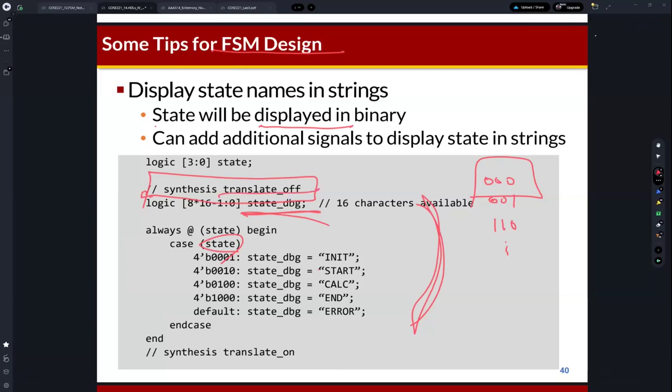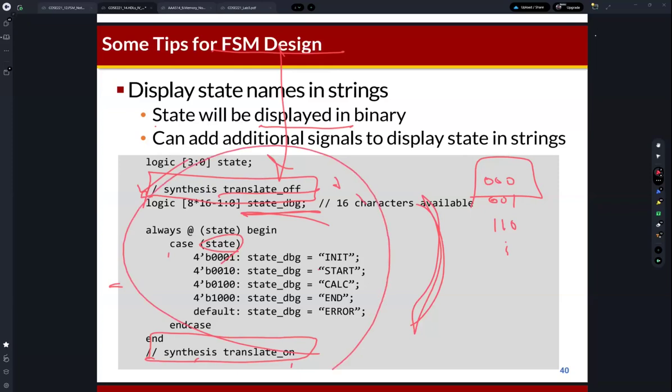As you can estimate, at this point translation is turned off for synthesis. The synthesis tool reads the SystemVerilog code, and at this point the synthesis tool ignores this code until it encounters synthesis translate on. If you read the skeleton code I provided for the third lab assignment, you can find this part. But it's just a tip.